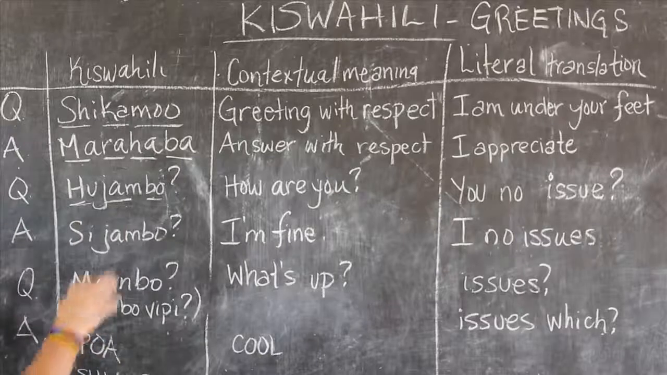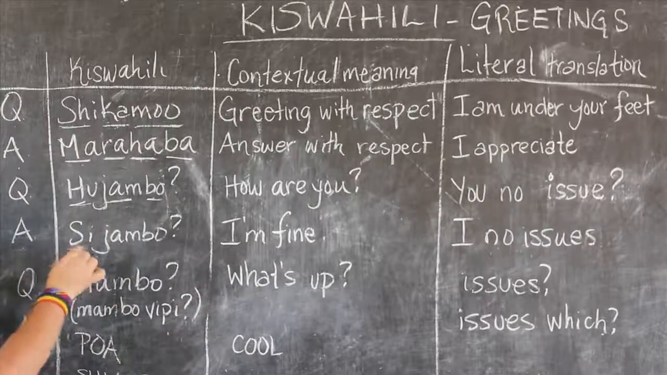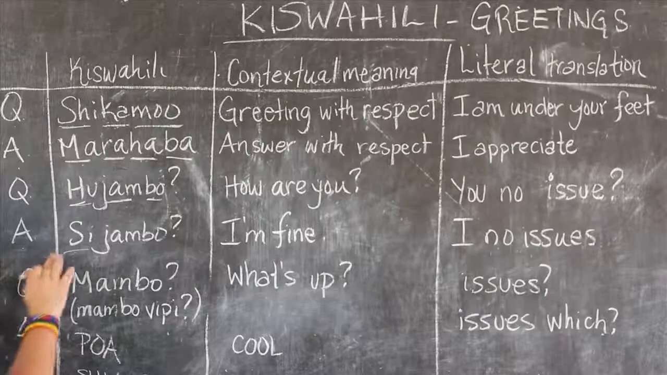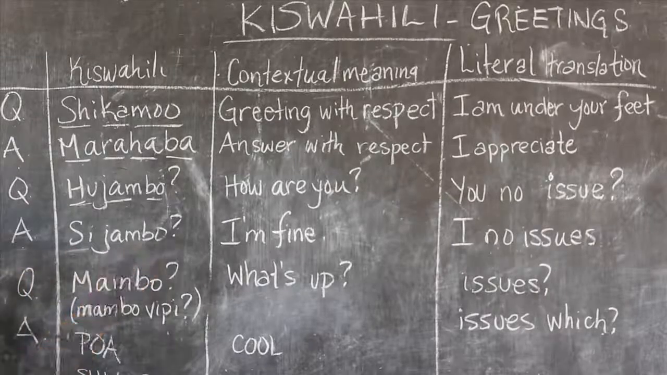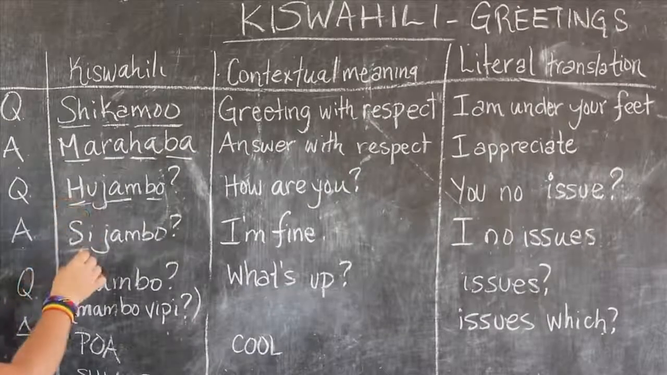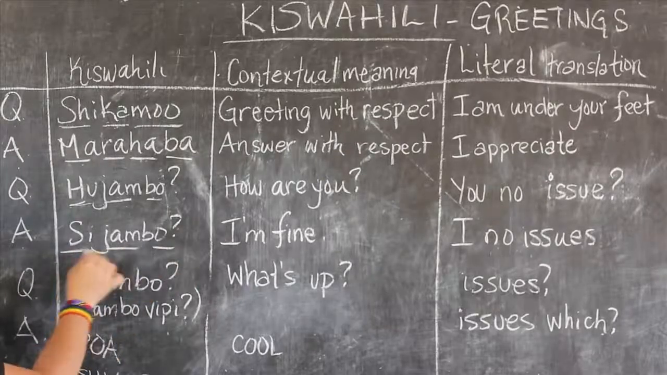Hujambo, how are you? No issues, to which you will answer, sijambo, means I'm fine, but if you literally translate it, si means me in the negative, and jambo means issues. Sijambo means I have no issues. Hujambo, sijambo. Again, penultimate syllable. Sijambo.